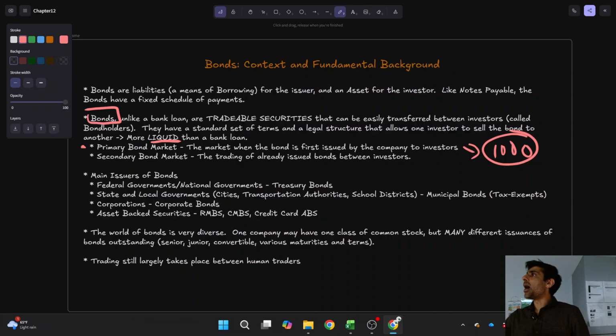So, there could be 100 investors, and let's say you needed to raise $100 million. One investor might buy $20 million. One might buy only $1,000 worth. One might buy 50 million. One might buy some odd amount, 22,540,000. But it's all denominated in denominations of 1,000.